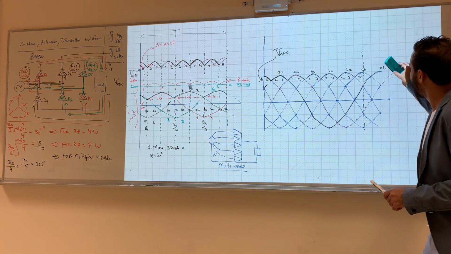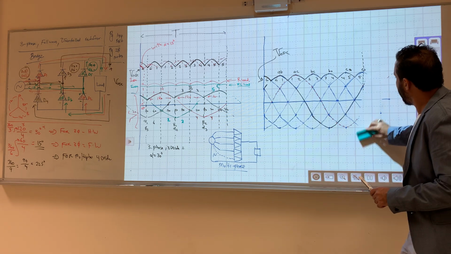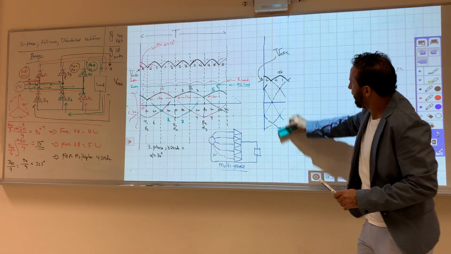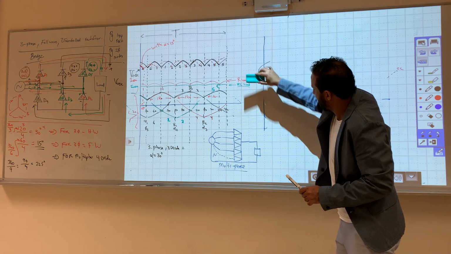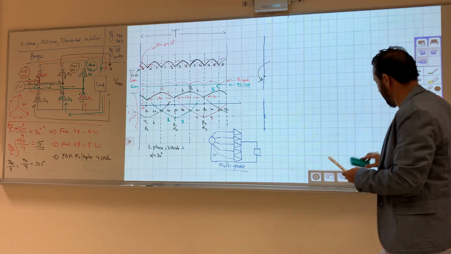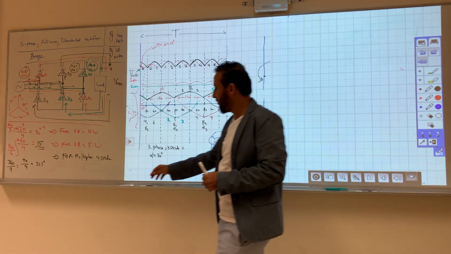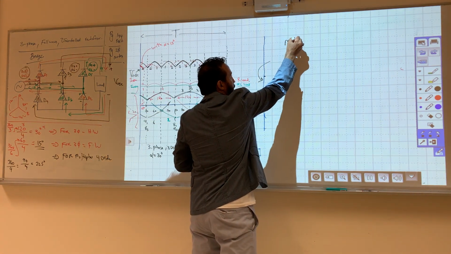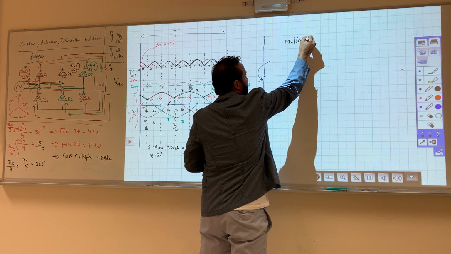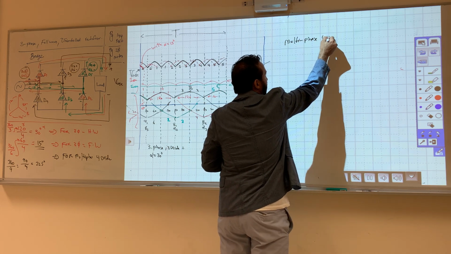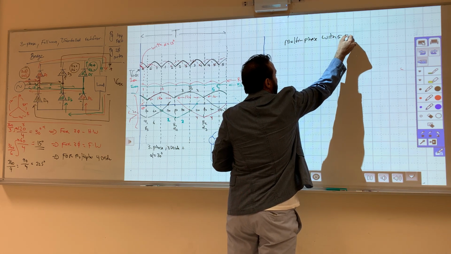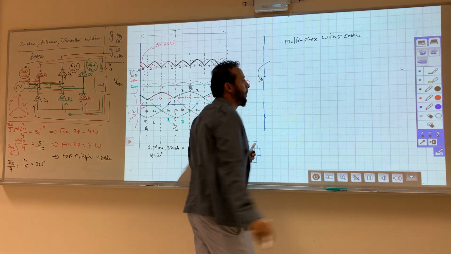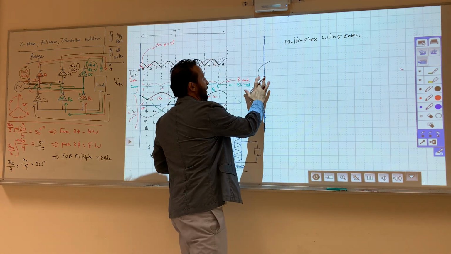I will erase also this one right here, okay? I assume you guys okay with this. So let's say that we have multi-phase now. Multi-phase with 5 diodes. Okay? With 5 diodes.